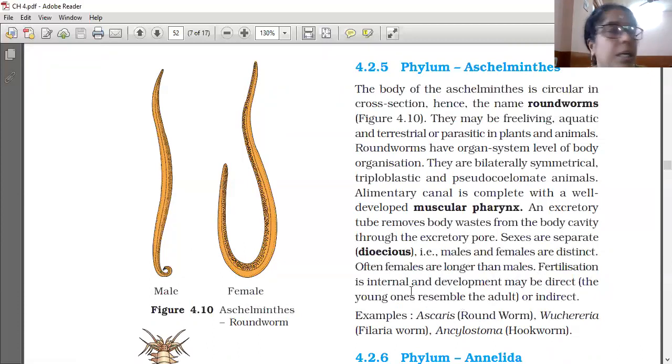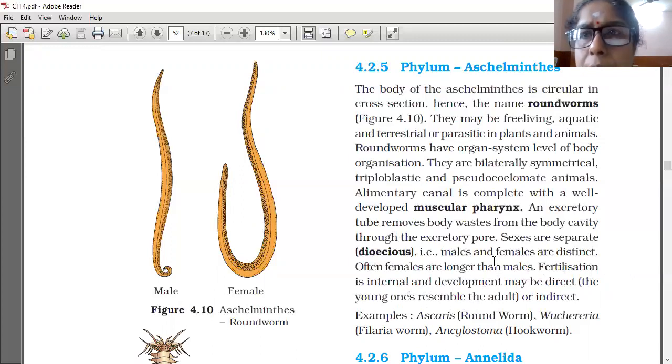Fertilization is internal and development may be direct. If the young ones resemble the adult, it means a larva is not there. If a larva is there, it is called indirect development. If a larva is not there, it is direct development.